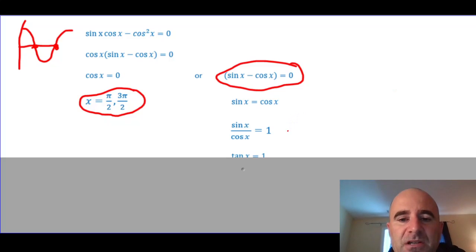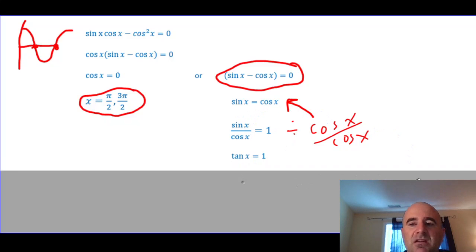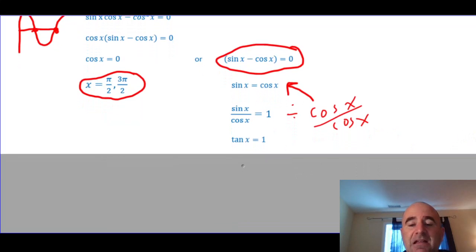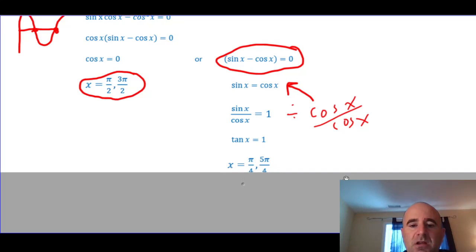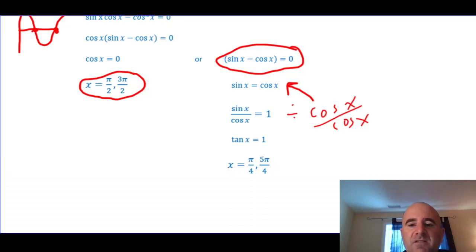So that's actually what I'm doing here, just dividing the top and bottom by the cosine of x. So that the right side of the equation gives me 1, and the left side gives me sine x over cos x. Of course, that's helpful because sine divided by cosine is tan. So when is tan of x equal to 1? Well, that happens at pi over 4 or 5 pi over 4.